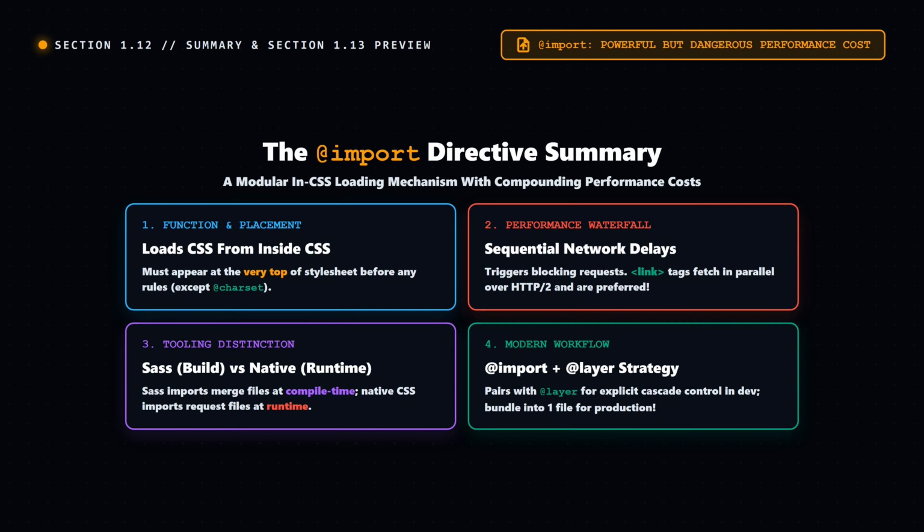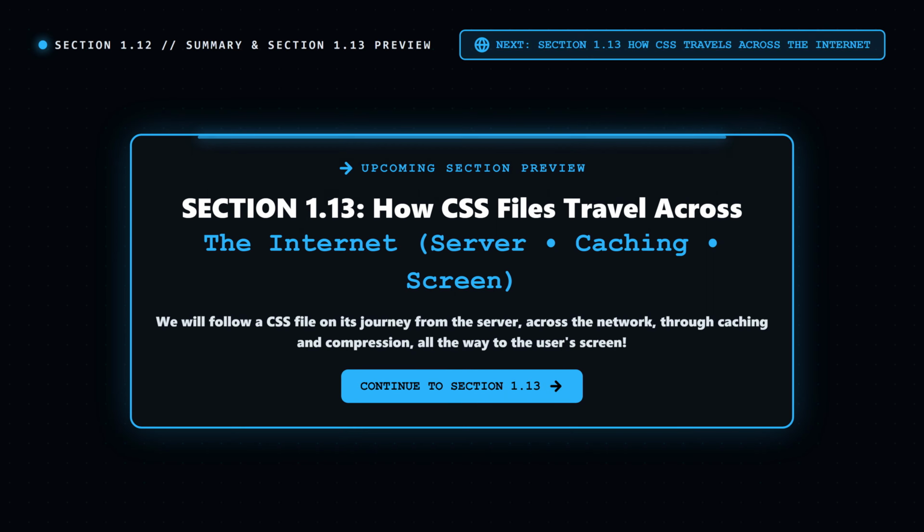The @import rule is a powerful but dangerous tool. It can load style sheets conditionally, organize layers, and keep your CSS modular, but it does so at a performance cost that compounds quickly. For most projects, external link tags are the faster, more reliable choice. Understanding the difference between native CSS @import and preprocessor @import is essential to avoiding confusion. In the next section, we'll follow a CSS file on its journey from the server, across the network, through caching and compression, all the way to the user screen.